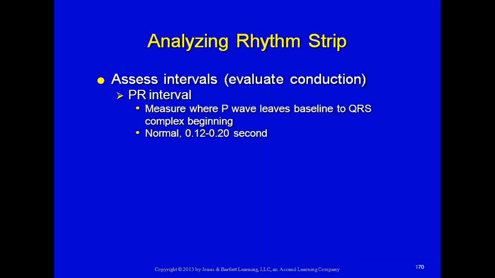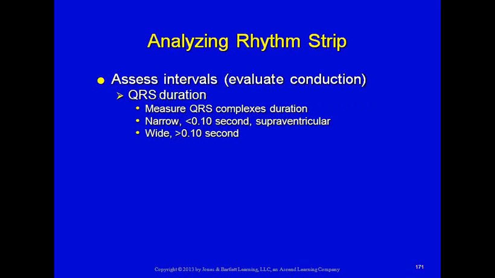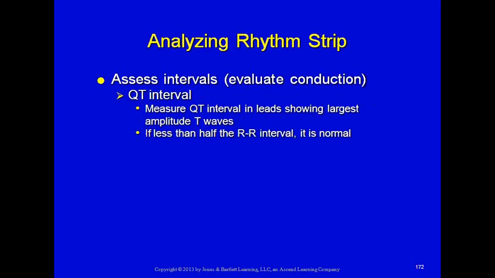So you're going to measure your PR interval. Remember, it's got to be 3 to 5 small squares. You're going to measure your QRS width. That's got to be less than 3 small squares. And you're going to measure your QT interval. It should be less than half of the R to R interval. And that would be normal.